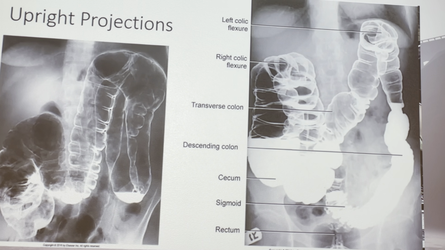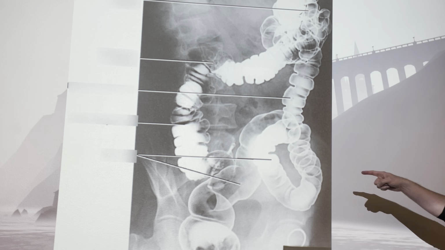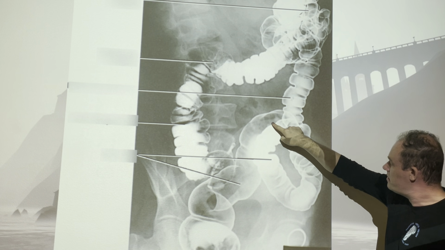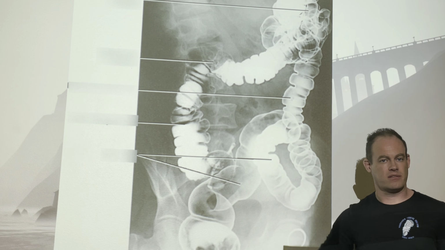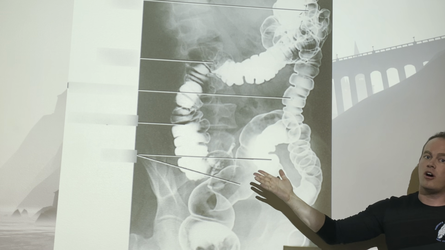It's not gonna be as pretty as the diagrams. Can you point out the same one in the other picture? Over here? The next one. The sigmoid, yeah, that one looks like this. Descending, sigmoid, rectum, anal canal. So this sigmoid's very pronounced, but they don't always look like that.